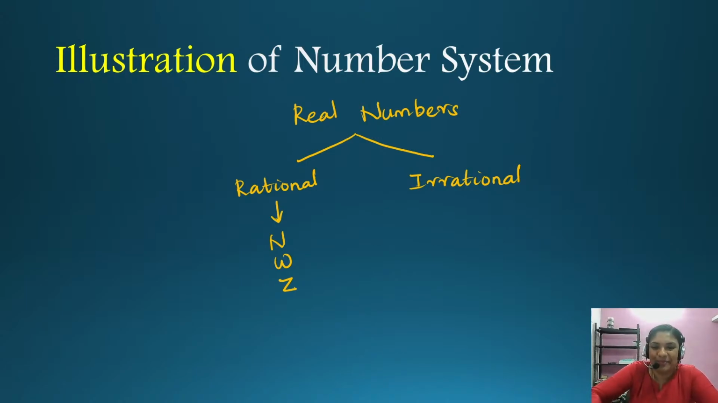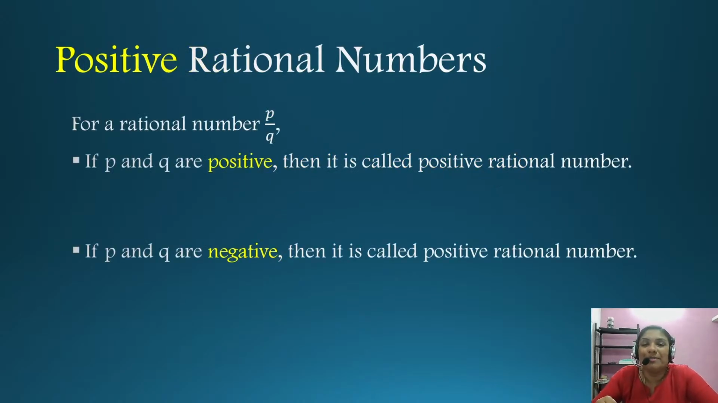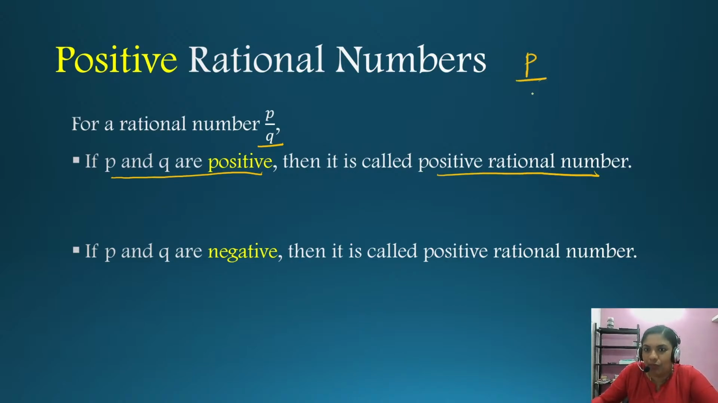Subscribe. Now come positive rational numbers. For a rational number p by q, if p and q are positive, then it is called a positive rational number. We have learned about rational numbers, right? If a number can be written in the form p by q, where p and q are integers and q is not equal to 0, then it is called a rational number.